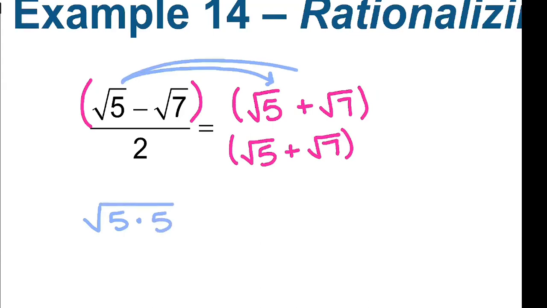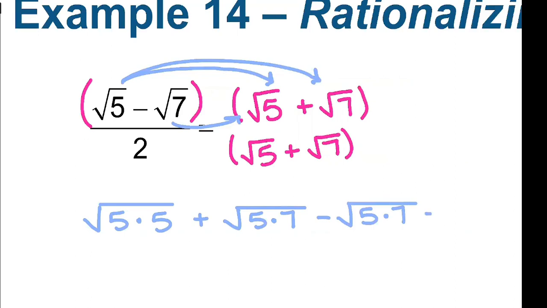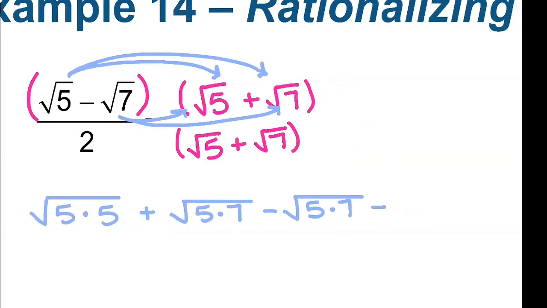Then you have the square root of 5 times the square root of 7. So that's the square root of 5 times 7. Then you have a negative square root 7 times the square root of 5. So that's the square root of 5 times 7. Then you have the negative square root 7 times the positive square root 7, which gives you a negative square root 7 times 7.